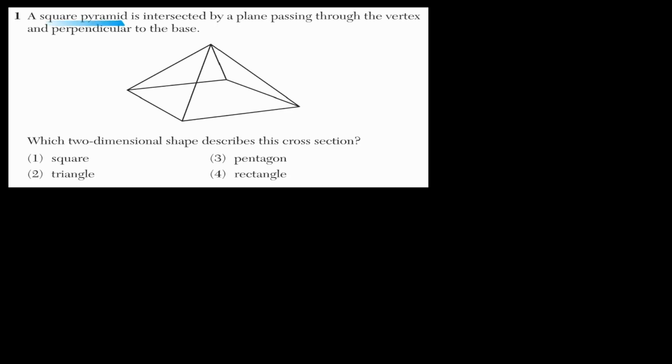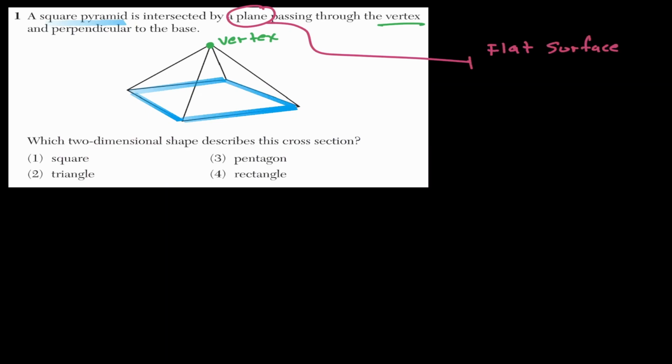A square pyramid is a pyramid where the base is a rectangular figure. Now the vertex of this pyramid is the upper point. And in geometry, a plane is a flat surface. So here we're saying, let's consider a flat surface that is perpendicular to the base. Well, if we do that, the intersection is going to be 90 degrees.